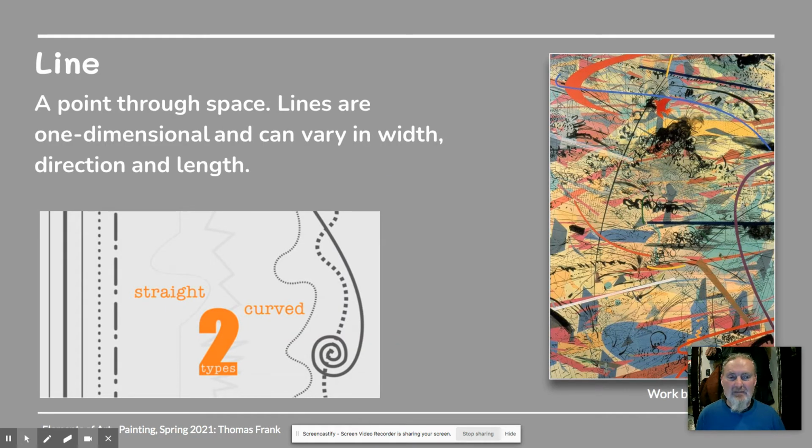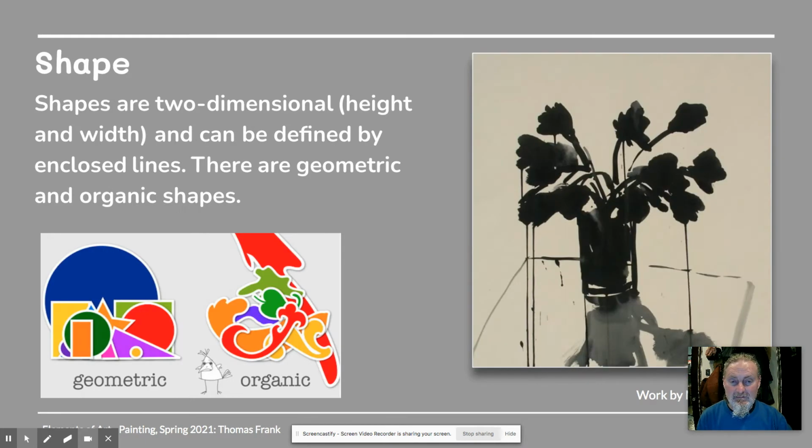So line. That is really one of the most basic. You start with a point and you drag it across space. That creates a line. Lines are one dimensional and can vary in width, direction, and length. Here's a really nice photo of one of Julie Mehretu's paintings where you can see how she uses line, all sorts of line to create this mesh of space. So lines can be straight, curved, dotted, or any multiple ways.